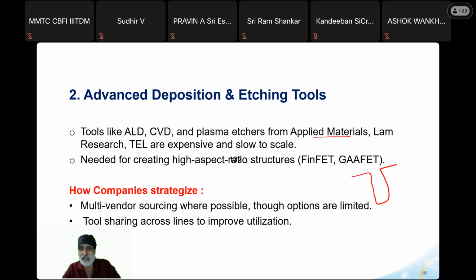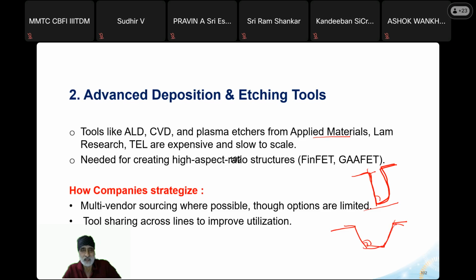High aspect ratio: if I have to make a cavity like this, then this etching I have to do at 90 degrees, or at a certain angle like this, which is required in the case of isolation. So this requires certain sophisticated etching tools. Etching and deposition both go simultaneously. These kinds of tools are also expensive, and this is also one of the bottlenecks.